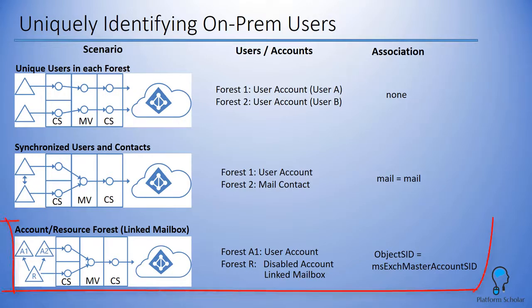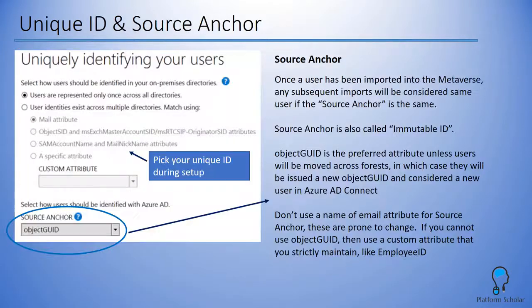If you're using linked mailboxes, then Exchange will set the MS Exchange Master Account SID attribute of the disabled account in the resource forest equal to the object SID of the user account in the account forest. This is so that they can be easily associated with each other. This works out for us because we can do the same and specify that these two attributes are the ones we want to use to uniquely identify a single user. And not shown here, but you're welcome to pick your own attributes to sync as well.